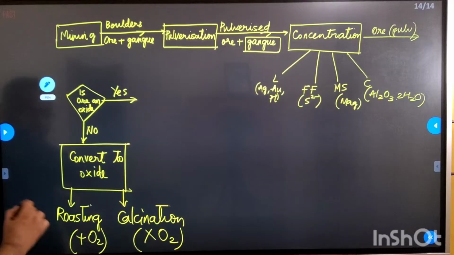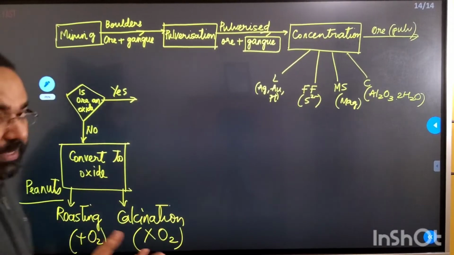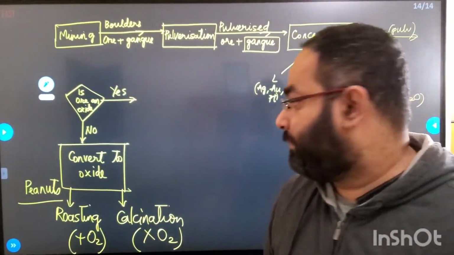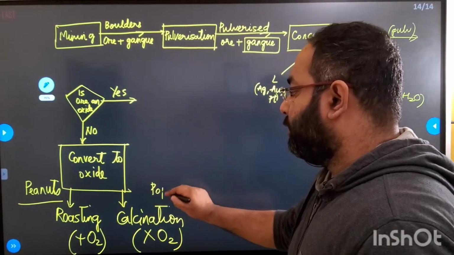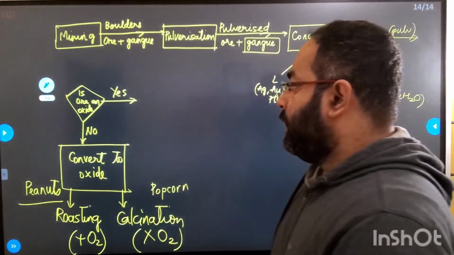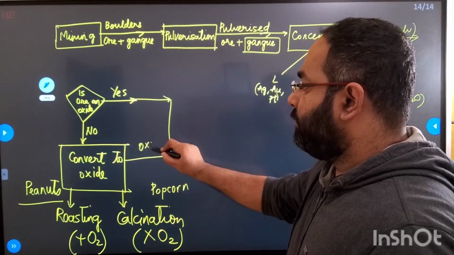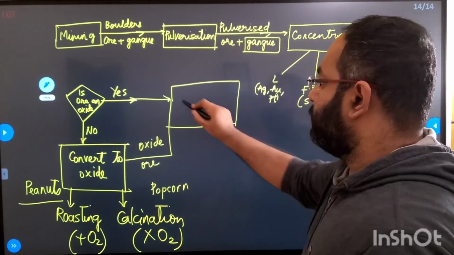The best way to remember it is roasting is like peanuts. If you have seen people roast peanuts, it's always done in an open kadai so that there's more oxygen that can come there. Calcination is in a closed container, so the best way to remember this is popcorn, because it's in a closed container. At the end of this, what we get is something called an oxide ore, and finally we have to run it through a reduction process.